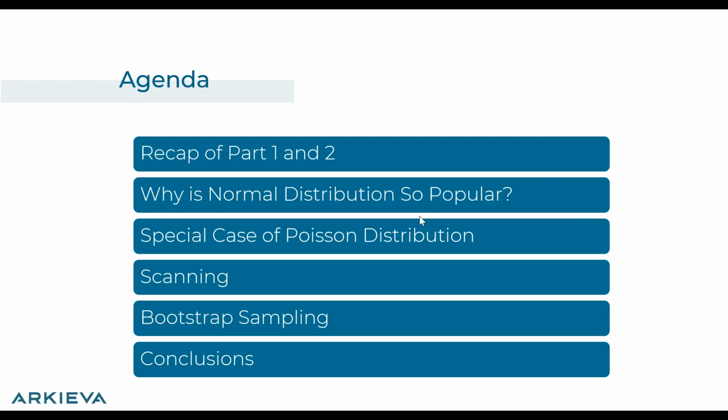Thank you, Kristen. All right, so let's look at the agenda real quick. What we'll do is we'll begin with a recap of part 1 and 2. Like I was saying earlier, this is part of a 3-part series that we have put together on safety stocks. So it makes sense to do a quick recap. Then we'll discuss why normal distribution is so popular in general, but also in the world of safety stocks. And then we'll start looking at some alternatives. We'll begin with the special case of Poisson distribution, which does not apply everywhere, but there are certain cases where it works very well. We'll talk about scanning as a method of bypassing normal distribution.